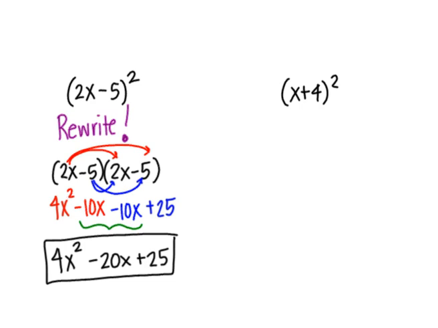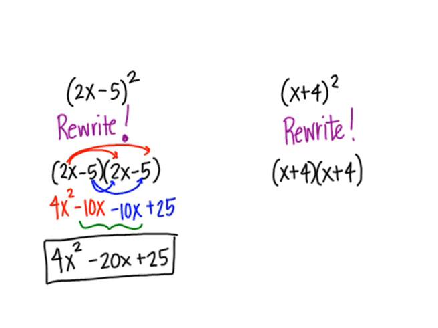My next problem is x plus 4 squared. So the first step that I'm going to do is rewrite it. So that's an x plus 4 times an x plus 4. And then I can multiply it out. So multiply the x through, and that gives me x squared plus 4x. Multiply the 4 through, and this gives me 4x plus 16.